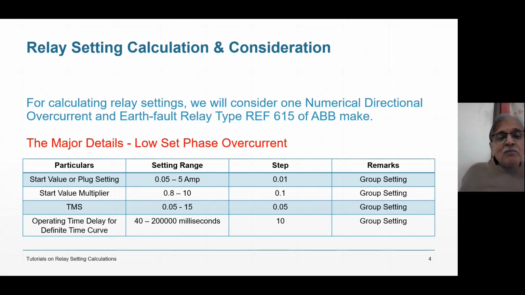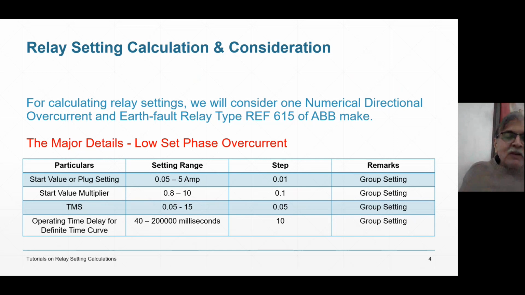TMS, we have seen 0.05 to 1 in electromagnetic and static relays. Here it is 0.05 to 15, my dear friends. That means whatever is the time of operation at TMS 1, if you adjust TMS 15, then the time of operation will be 15 times that. And the step is 0.05, that is 0.05, 0.1, 0.15, 0.2, 0.25 up to 15. That is also group setting.